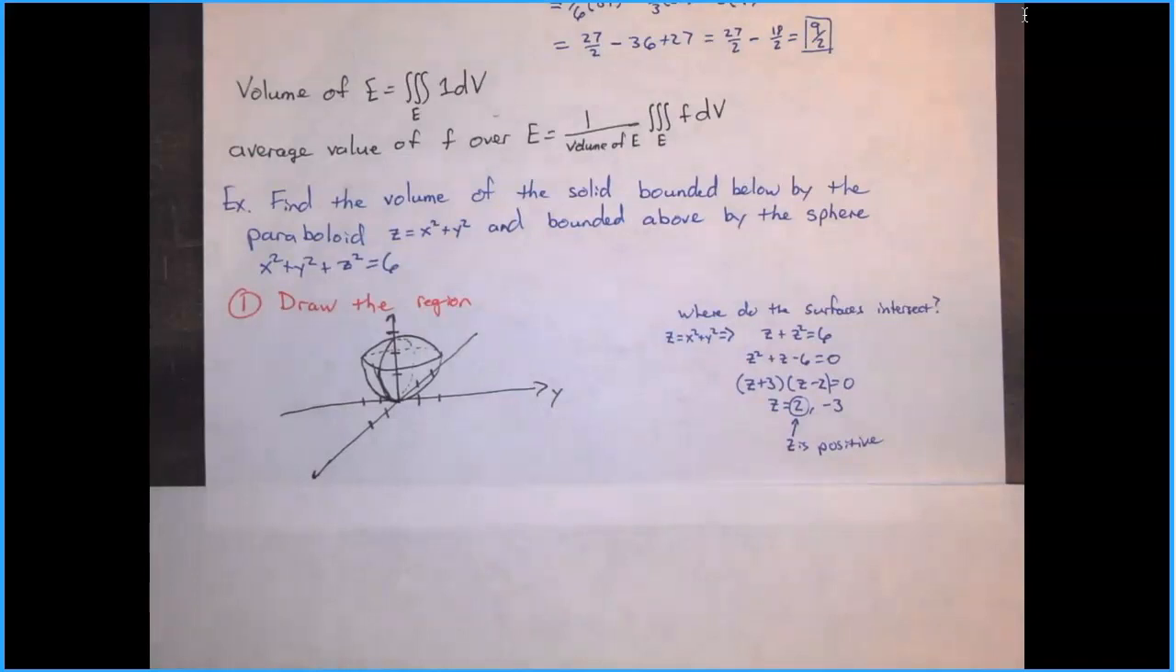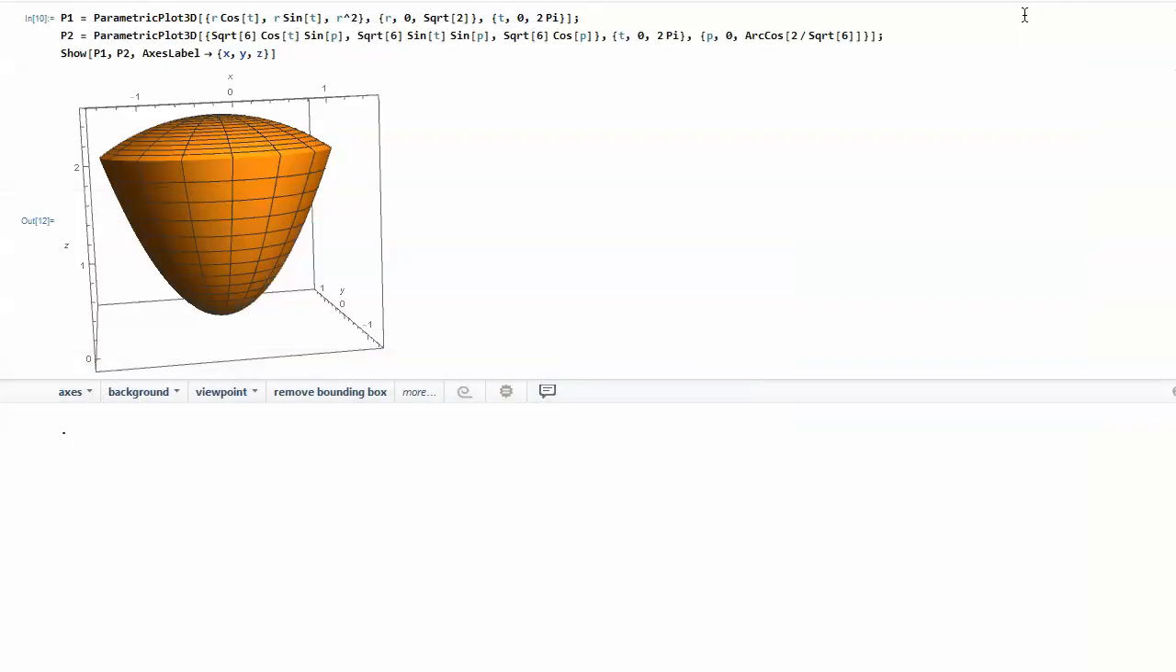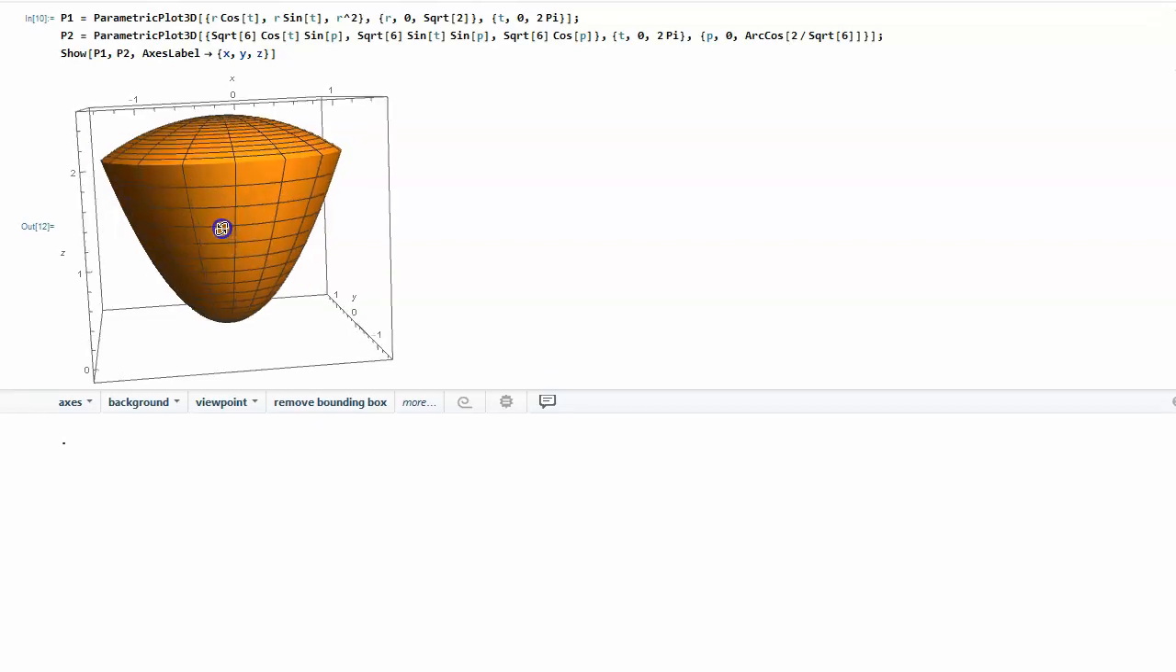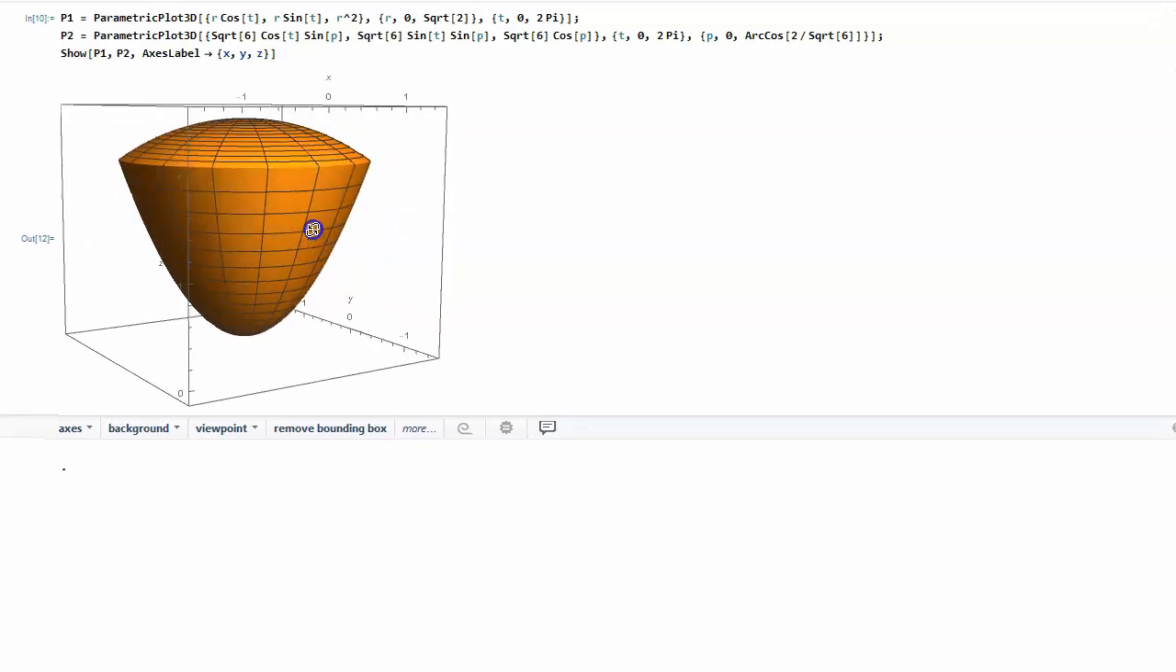Now let's take a look at a representation of this solid in Mathematica. You can see it looks a lot better than what I was able to draw. And let's start thinking about which variable we want to integrate with respect to first. So this solid kind of looks like an acorn.